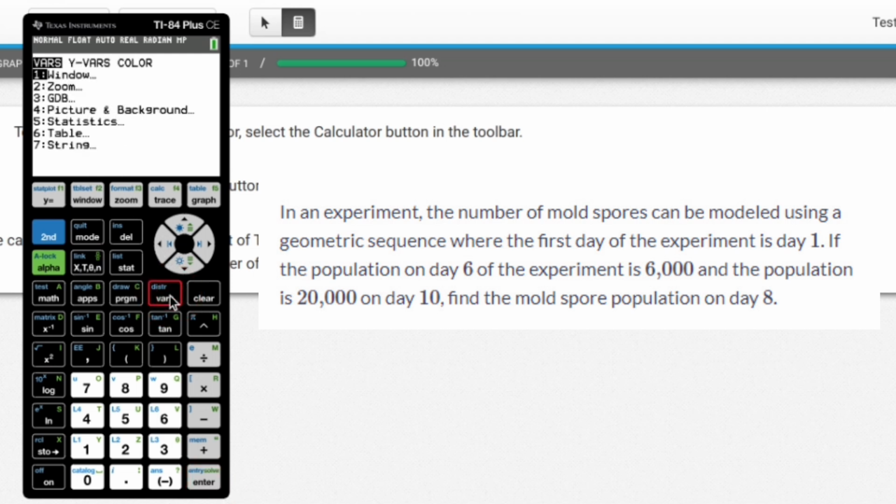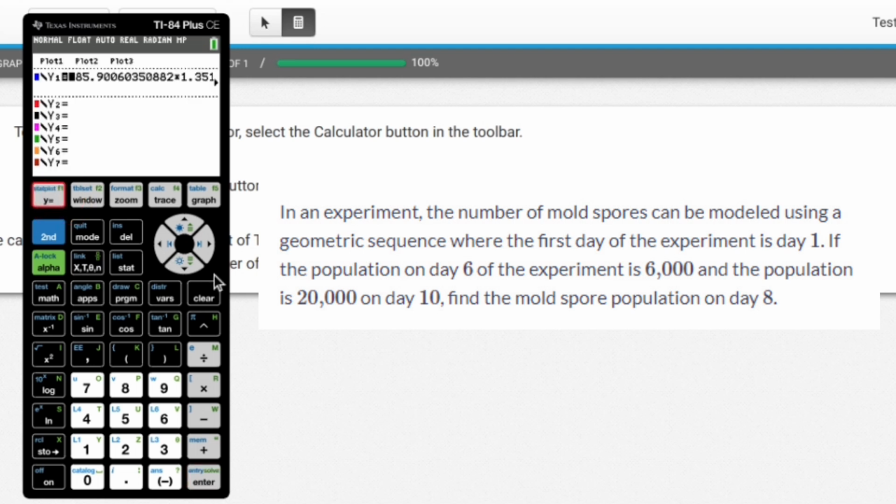We're going to go to vars. We're going to go to y vars, function, y sub 1. Now, yeah, this gives us our equation, but look how gross it is. Wouldn't it be nice if we could just take that and somehow plug in 8? Well, we can, because there it is. By doing that vars thing, it plugs in our equation right there.